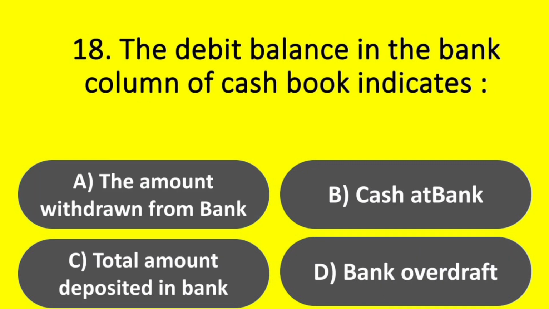Question. The debit balance in the bank column of cash book indicates: option A, the amount withdrawn from bank; option B, cash at bank; option C, total amount deposited in bank; option D, bank overdraft. Answer: option B, cash at bank.